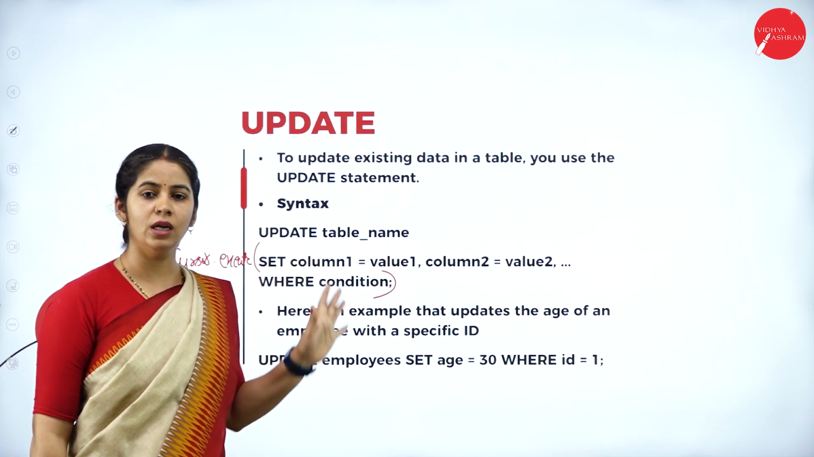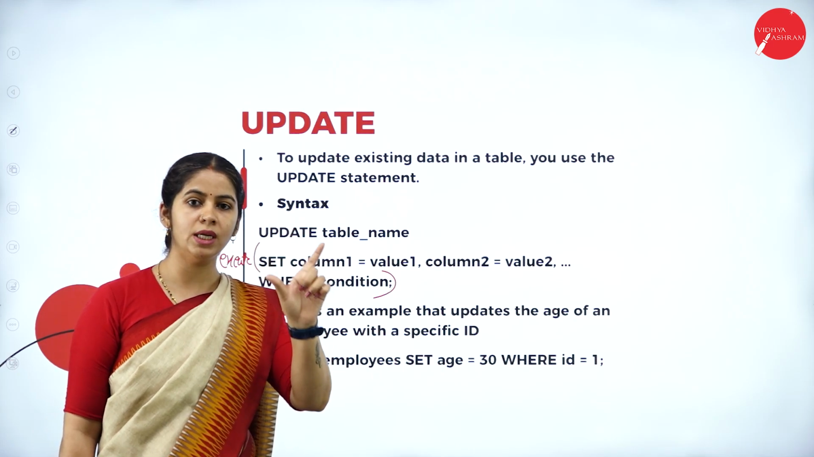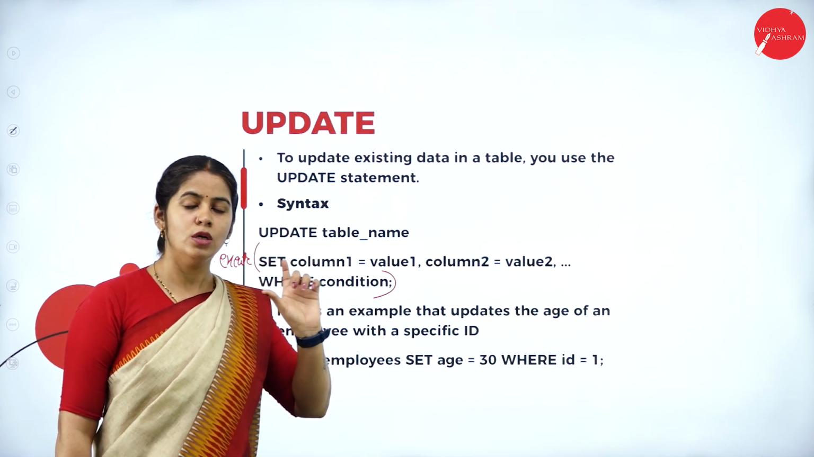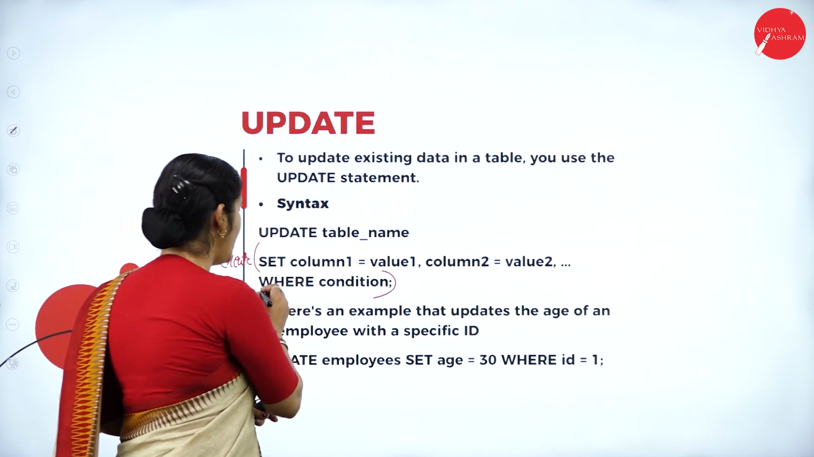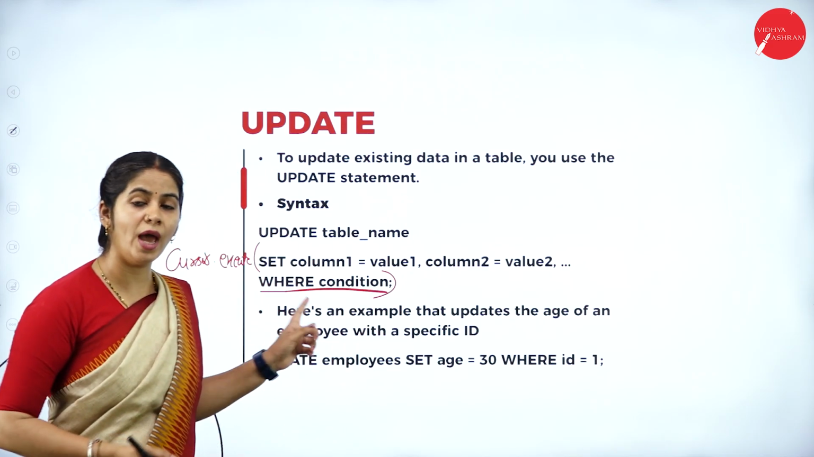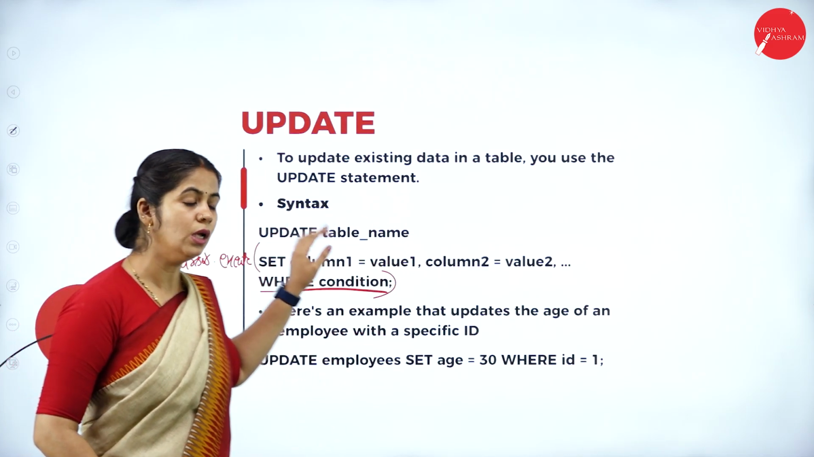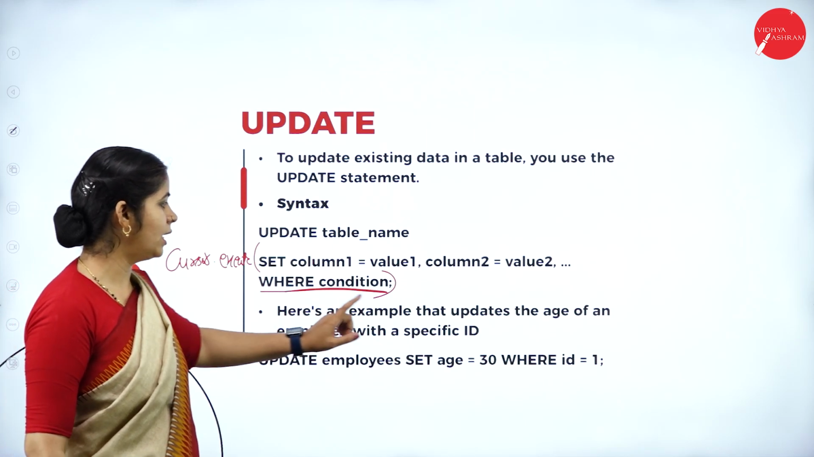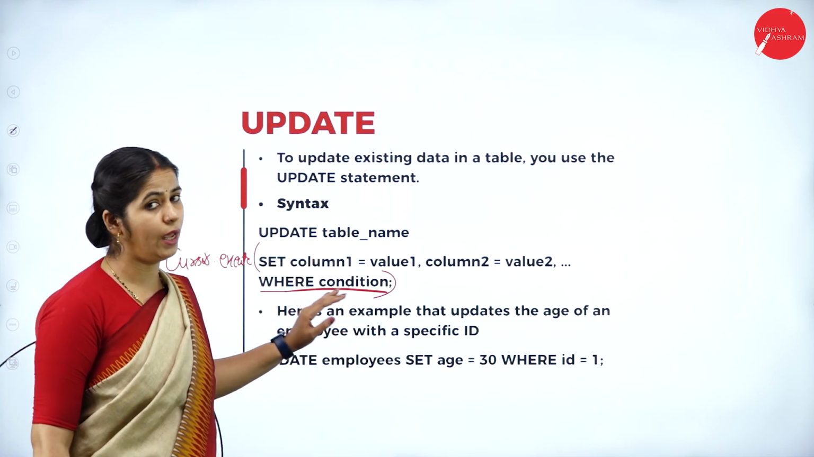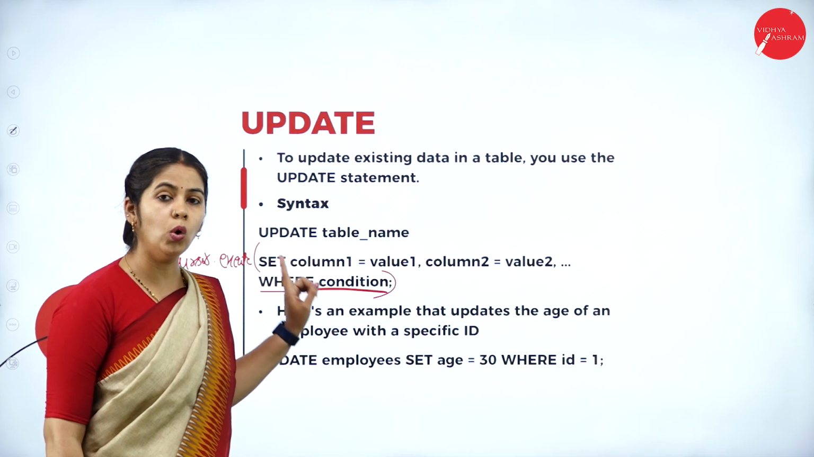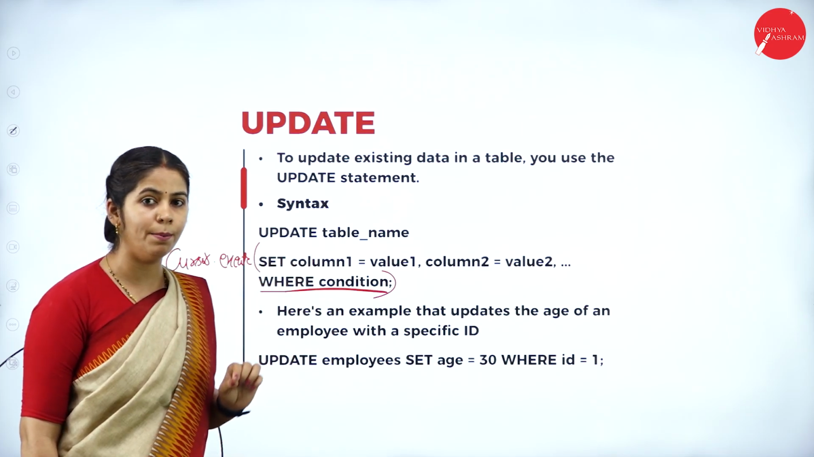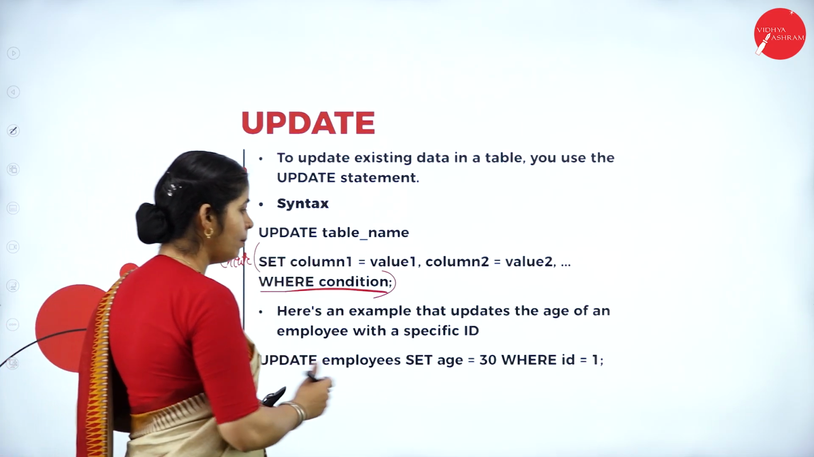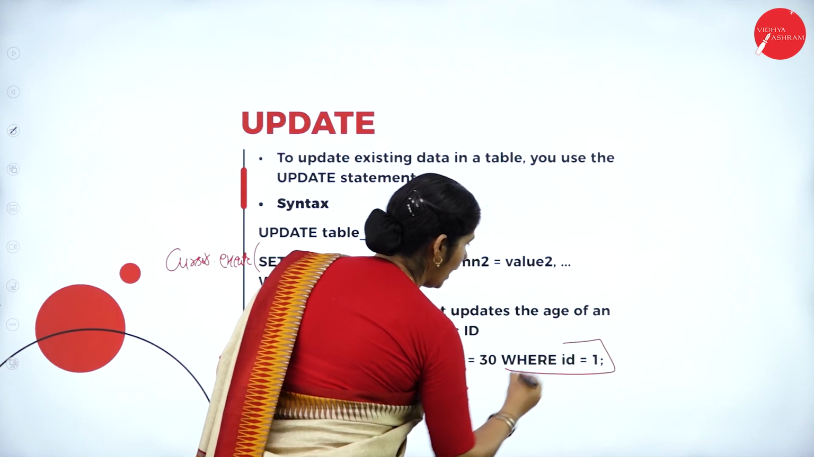What is an update condition? We have to update only a particular field in the database. So with respect to what? We have to provide a WHERE condition, with the primary key. Let us see the example. Here is an example to update the age of an employee. What are we updating? Only the age of a particular employee. So for which employee? We have to give the employee ID.